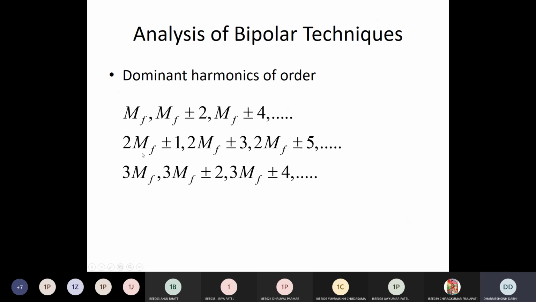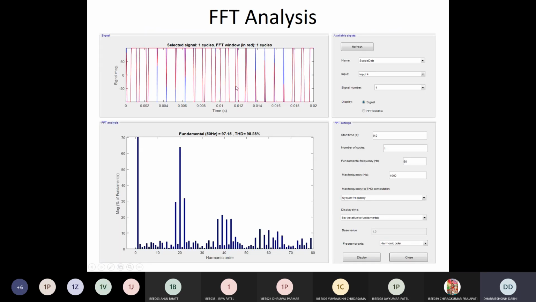In the same way, the next level of dominant order harmonic is 2MF plus minus 1. It means 20 into 2 plus minus 1, 39 and 41. In the same way, here this is 37 and 43. So you can see that in the FFT analysis of this output voltage, you can get the order of the harmonics and find out which one is dominant.